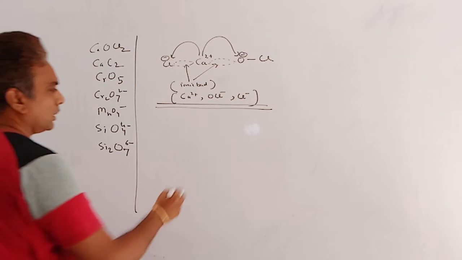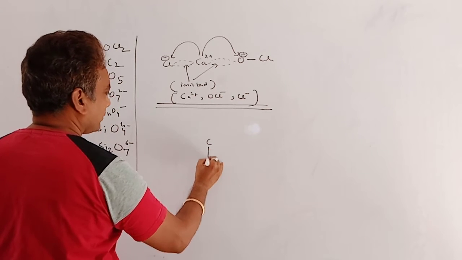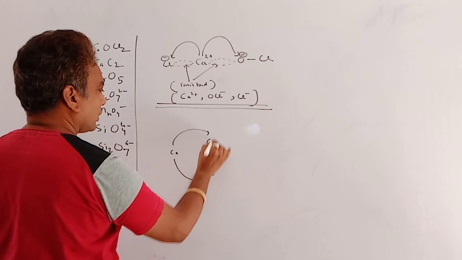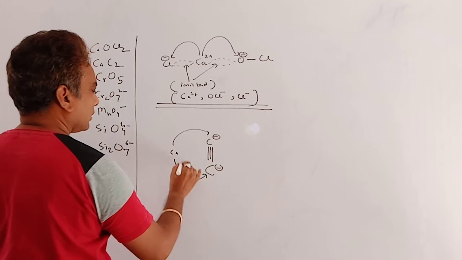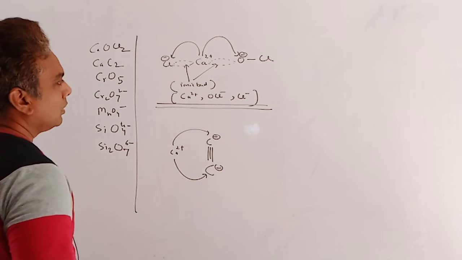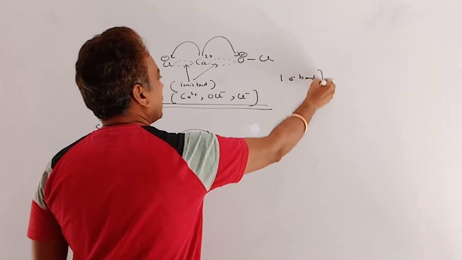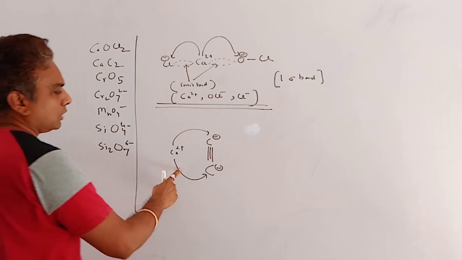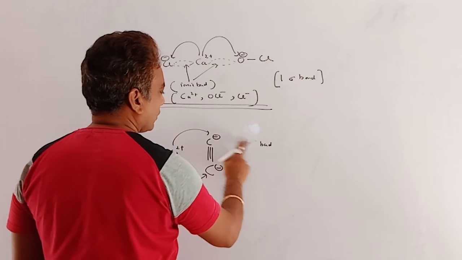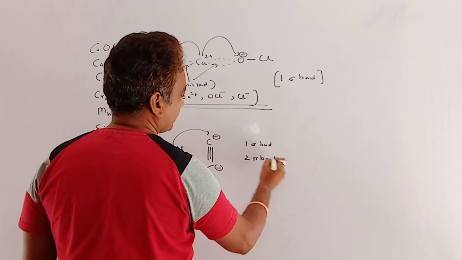In case of CaC2, C triple bond C, and Ca transfers 2 electrons to each carbon like this. Here is 2 positive. So only one sigma bond is present in case of CaOCl2, while in case of CaC2, 1 sigma and 2 pi bonds are present.